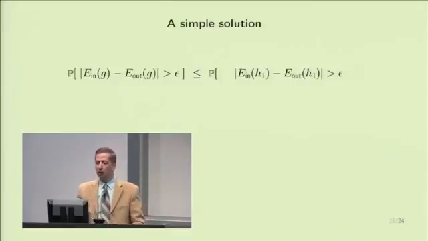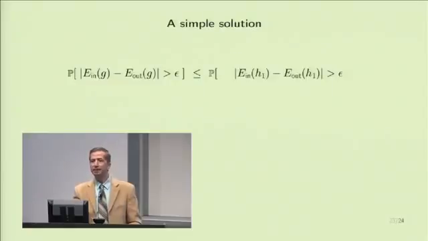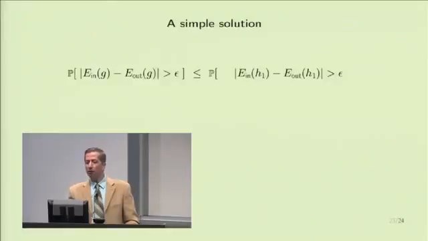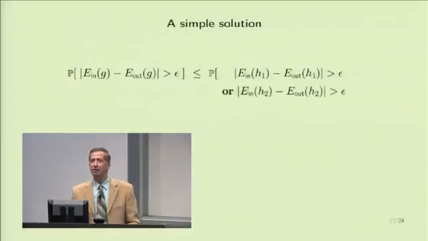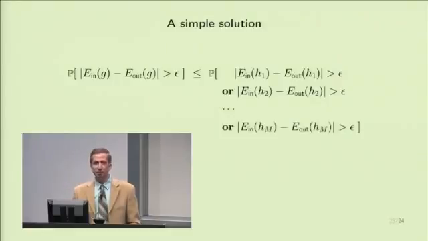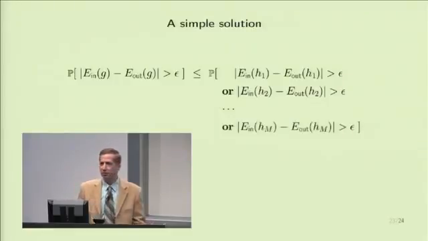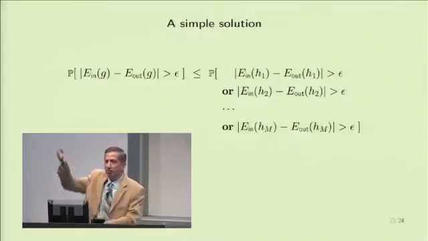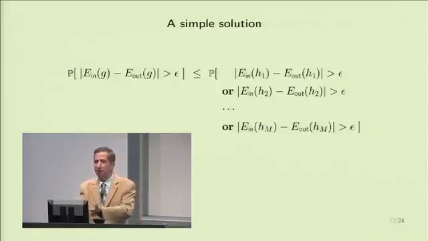Okay? So if you look at what is the probability that the hypothesis you pick is bad, well, this will be less than or equal to the probability that the first hypothesis is bad, or the second hypothesis is bad, or the last hypothesis is bad. That is obvious. Okay? G is one of them. If it's bad, one of them is bad. So this is less than or equal to that.